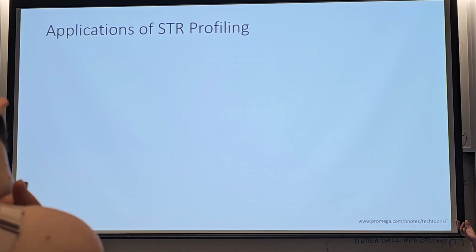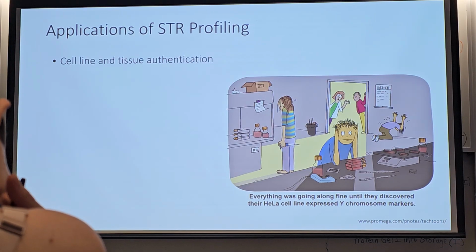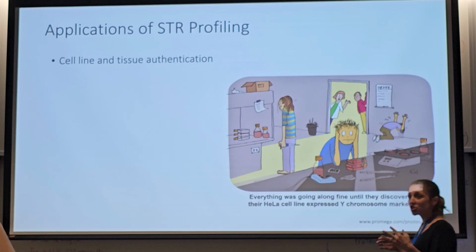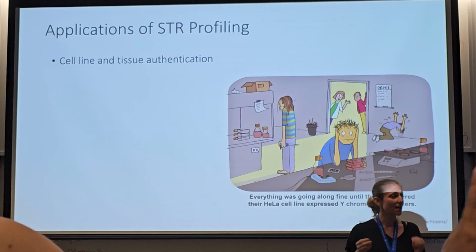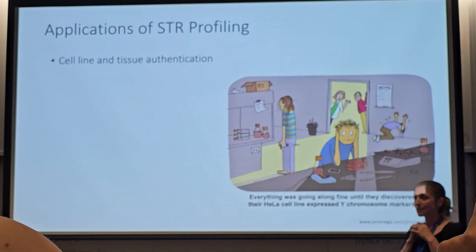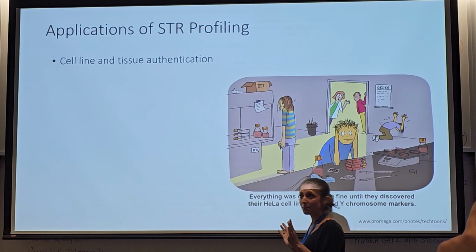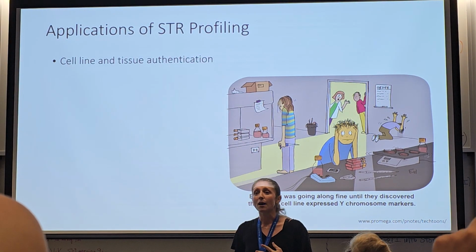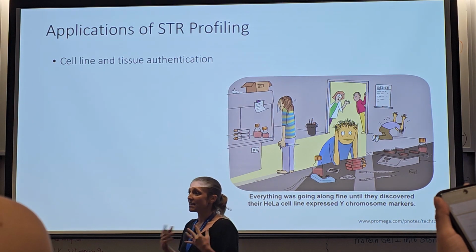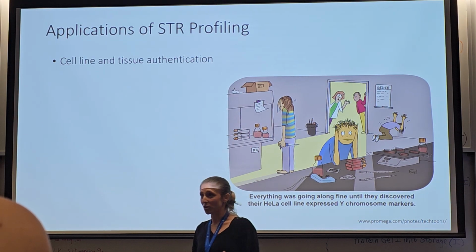Alright, so why do we use STR profiling, right? So one huge application is, I don't know if anyone does tissue culturing, cell culturing, right? Cell line authentication. This can be a big problem in research, right? You're carrying out all these experiments on cell lines, they're behaving in certain manners, and then come to find out they're not actually what you thought they were, right?